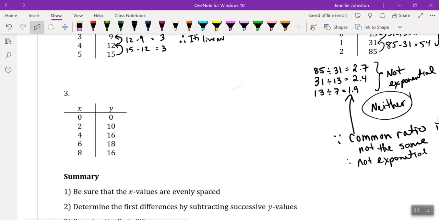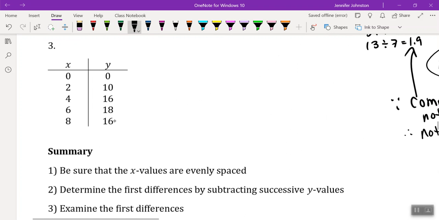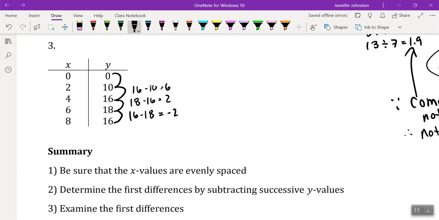Go ahead and press pause at any time too. All right, let's try this one. Again, we're subtracting. So 16 minus 18, here we're going to get negative 2. 18 minus 16, that gives us 2. Minus 10, that's 6. Oh, already there. 10 minus 0 is 10.